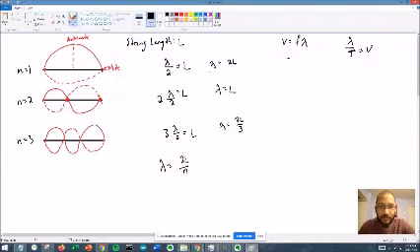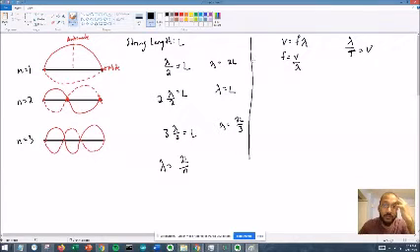If I combine this equation with this, let's see, F is equal to V over lambda. So the frequencies here are going to be F is equal to V over 2L. F is equal to V over L. And F is equal to 3V over 2L.